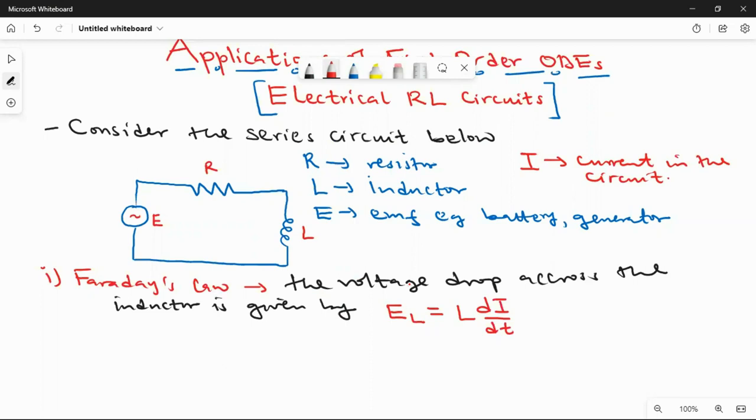Even the EMF is a function of time t. This one is also a function of t, but the others are constant. Even this other one is a constant. Now that is Faraday's law, that if you want to know the voltage drop across an inductor, then it is given by the inductance times the derivative of current with respect to time, rate of change of current. Another law is Ohm's law.